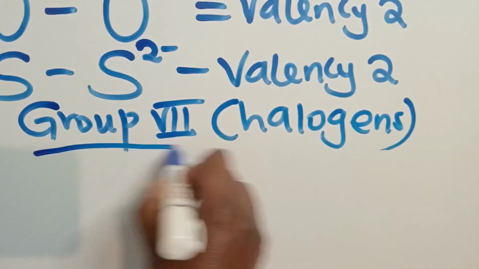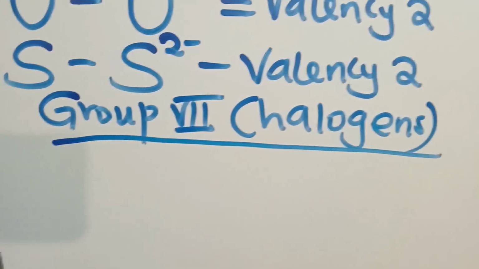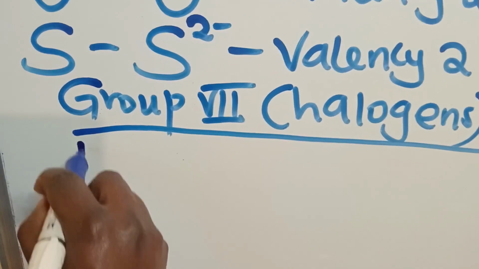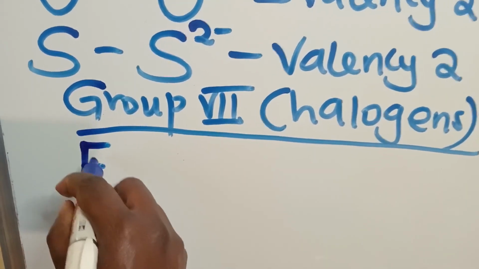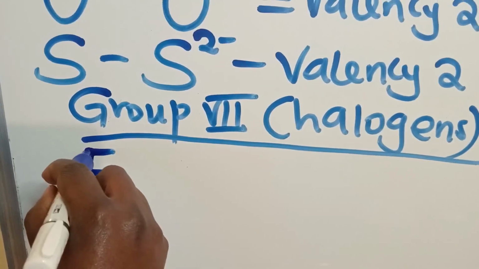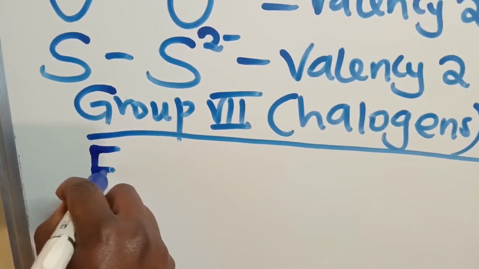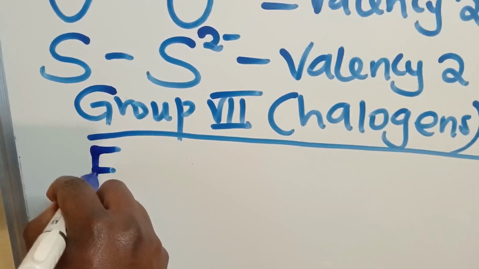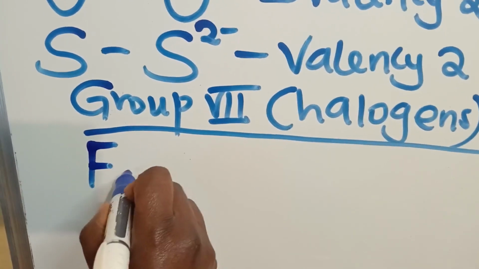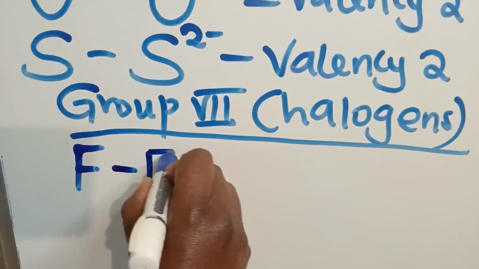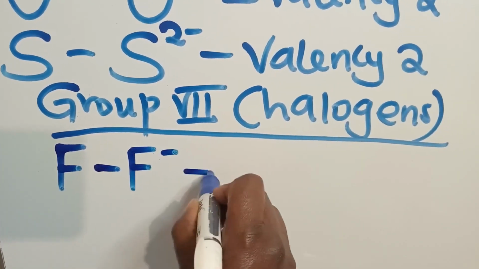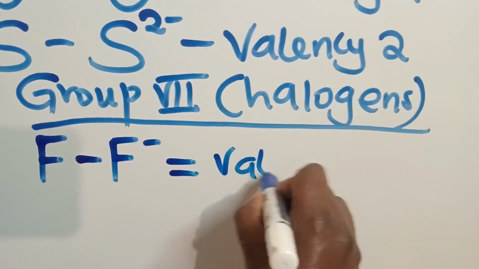We have the first one among the 20 elements, the fluorine atom. When you're writing capital F, remember we have a corner up here, and this tail should not pass the vertical line. So the fluorine atom forming the fluoride ion, and the valency is 1.